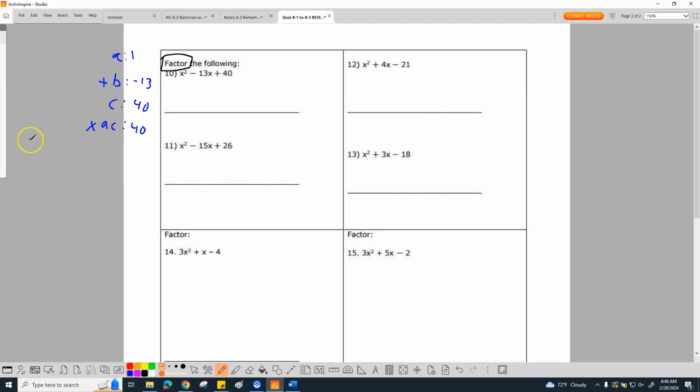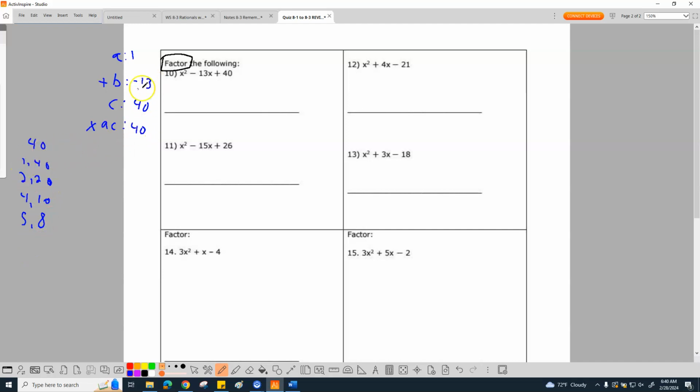So check it out. I'll make my little factors tables for 40. I have 1 and 40. I have 2 and 20. 3 and nothing. 4 and 10. And then 5 and 8. So check it out. That's what we got for our 40 factors.